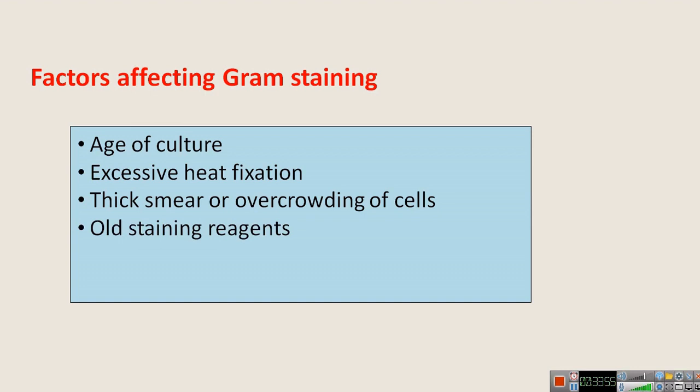The next factor affecting is old staining reagents. If the reagents that you are using in the staining procedure are too old, then also faulty results may occur. For getting good results, air drying of the smear is very important. And the last factor is decoloration. The proper decoloration of the smear is very important. So these are the factors which are affecting the gram staining procedure.